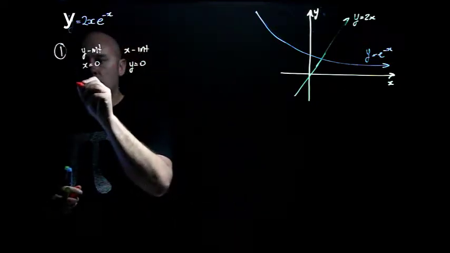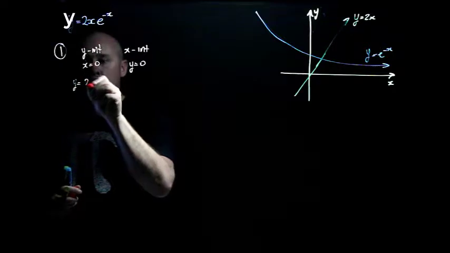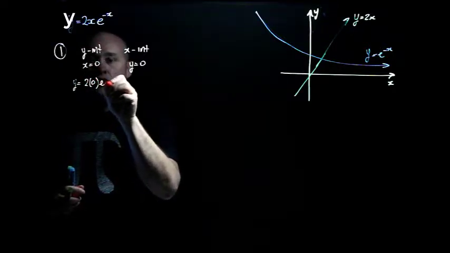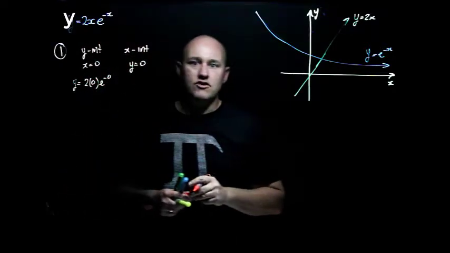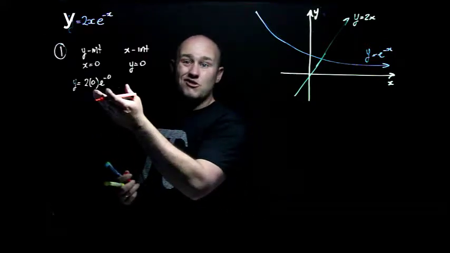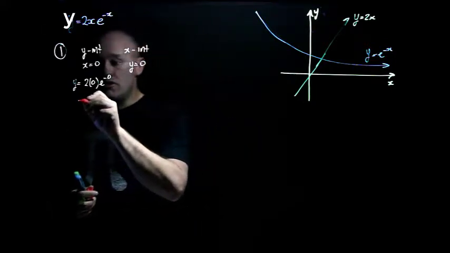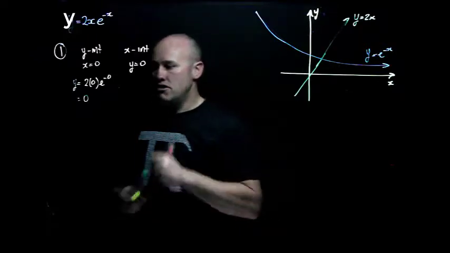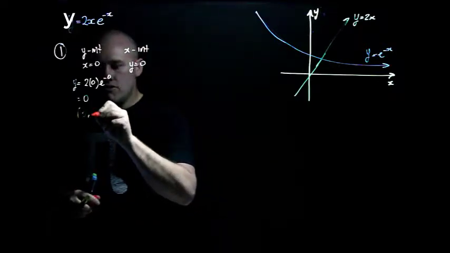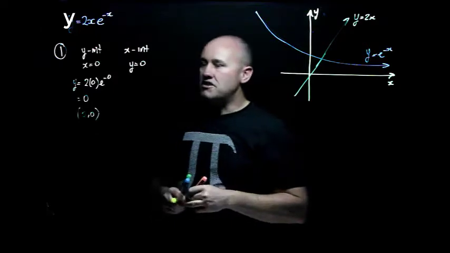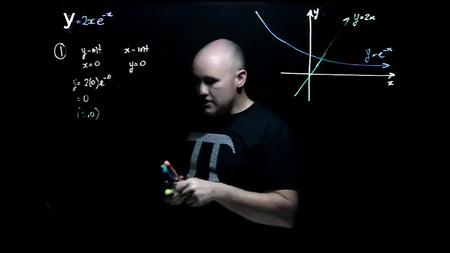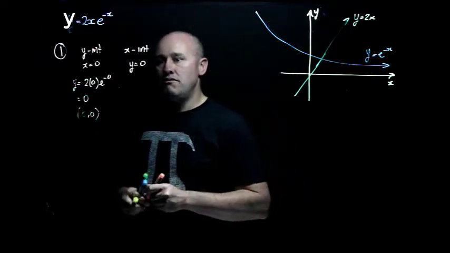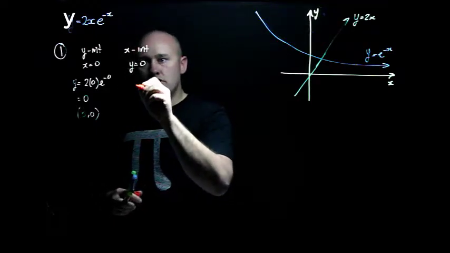So when x equals 0, I get y is equal to 2 times 0 times e to the negative 0. Now what's e to the negative 0? Who cares? 2 times 0, the whole thing's 0. So the y-intercept occurs at 0 when x is 0. So we've got this coordinate, (0, 0). So that's important. Secondly, the x-intercept is when y equals 0. And so we're going to substitute y equals 0 into our function here.